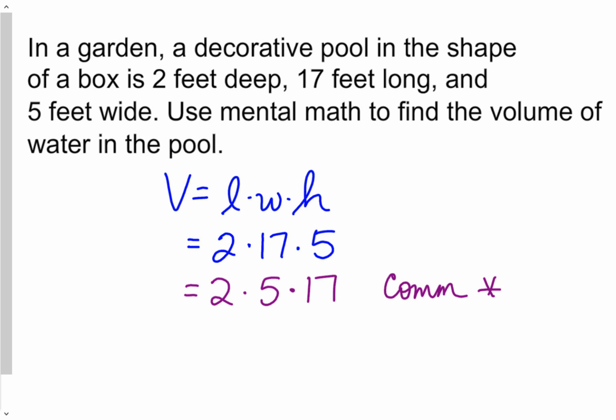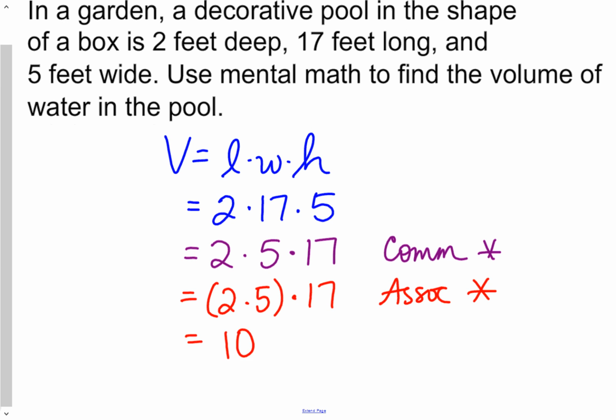Now I want to group certain numbers together because I want them to go first. And that's the associative property, that I can group whichever numbers I want. So here I'm going to multiply 2 times 5, and that's 10. And then 10 times 17 is so easy to calculate. So I got 170 feet cubed.